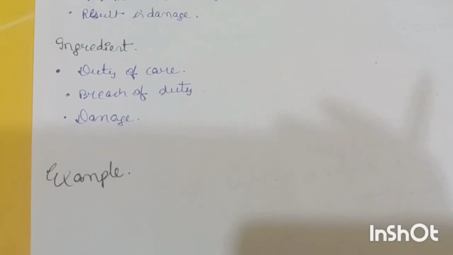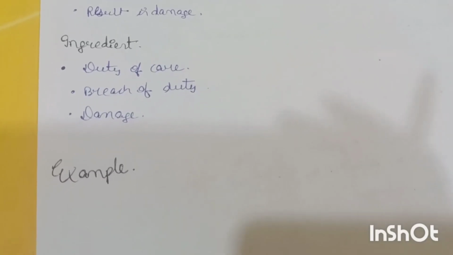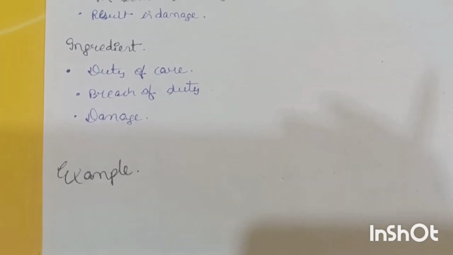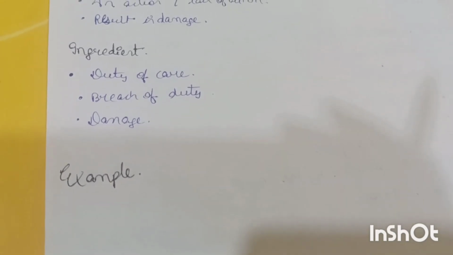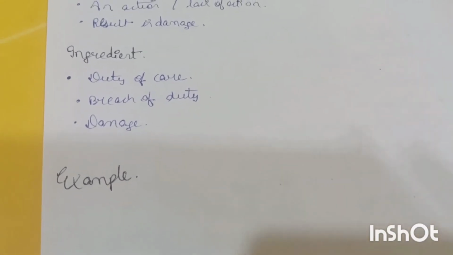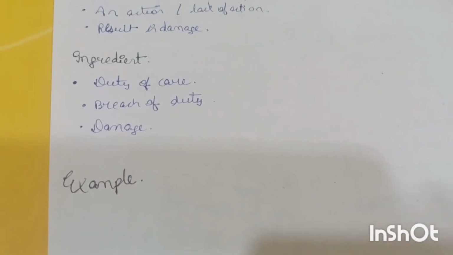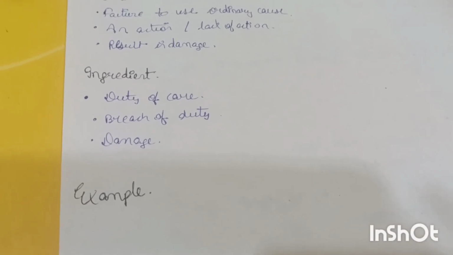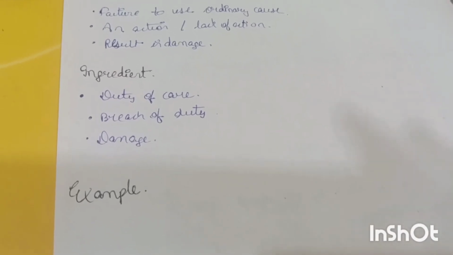So let's understand it through an example. In this case, a man bought a ginger beer for a friend, and when he drank the contents, he poured out the remaining content and saw that dead snails were popping out of it, and he sued the manufacturer because there was negligence in this case.